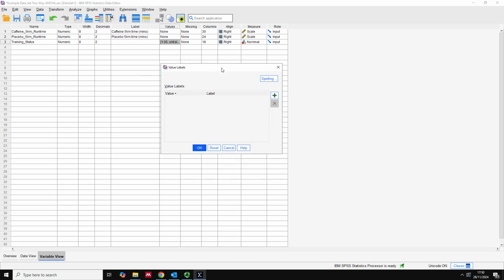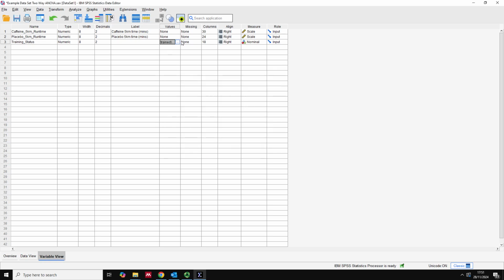So I'm just going to press the plus on the right hand side, and I'm going to type in value 1, and that's going to be associated with people who were untrained. So all participants in my data set that have a value of 1 in that training status column will mean that they are untrained. I'm going to do the same again and type in 2, and that corresponds with trained. And I'm going to hit OK then, and that's going to be all good there.